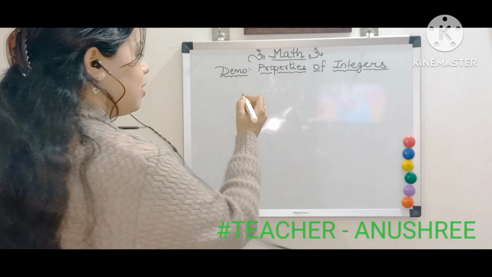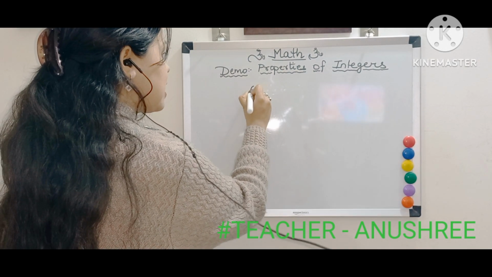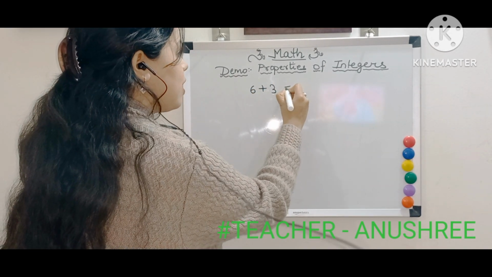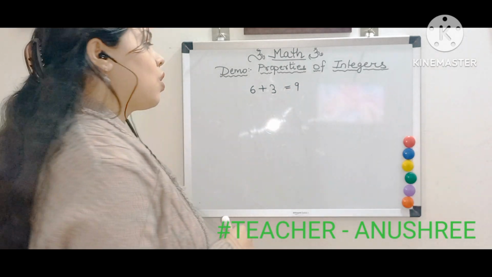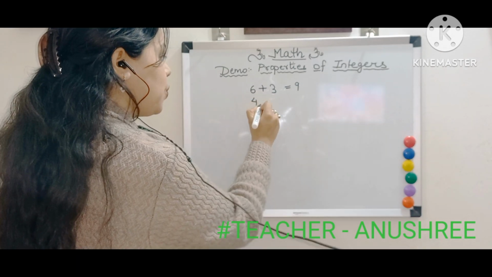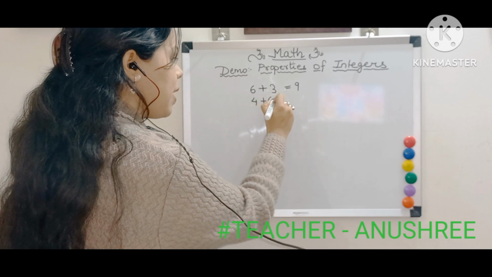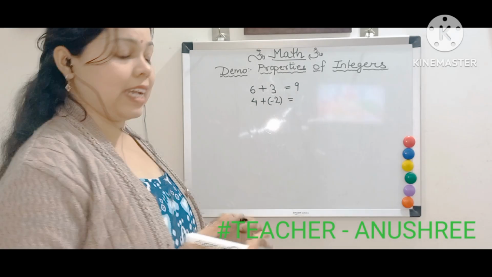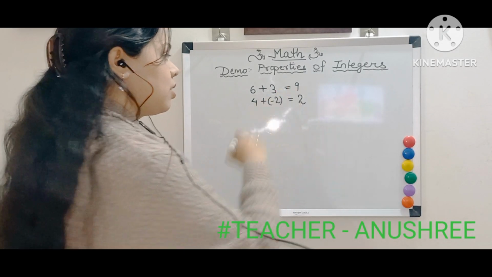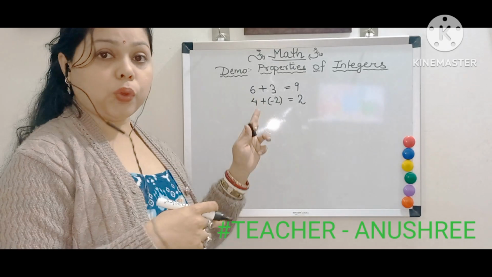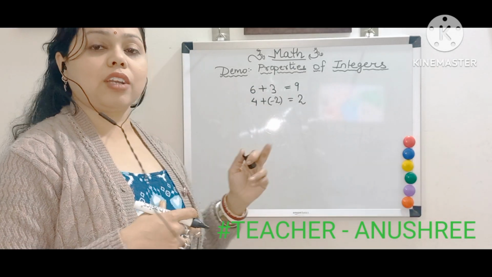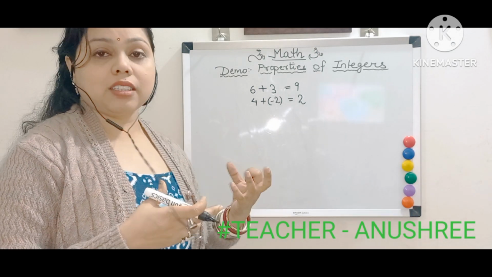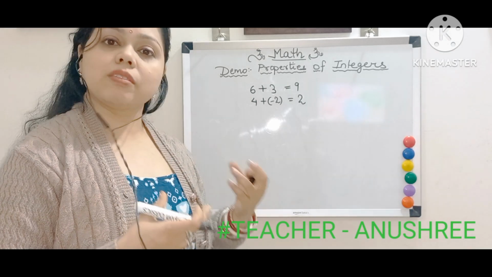Like if I take integer 6 plus 3, 6 is an integer, 3 is also an integer, I will get 9, right? And if I take 4 plus minus 2, what will I get? I will again get an integer, that is 2. So in both cases I have used the operation plus. But what will be the answer if I use the operation minus? Let's see.